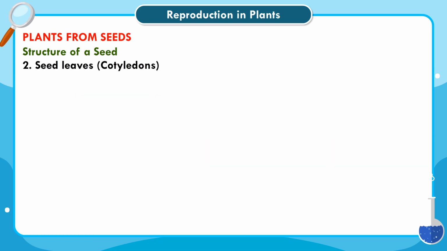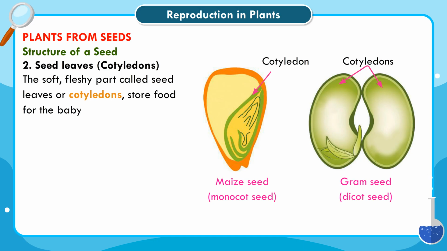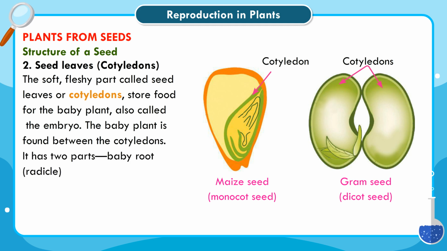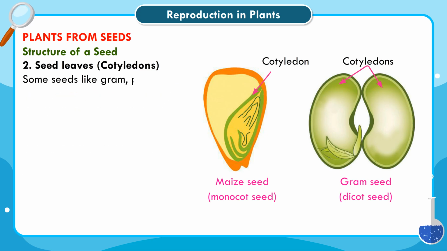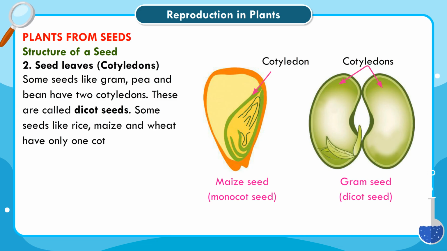2. Seed leaves, cotyledons. The soft, fleshy part called seed leaves or cotyledons store food for the baby plant, also called the embryo. The baby plant is found between the cotyledons. It has two parts, baby root, radicle, and baby shoot, plumule. Some seeds like gram, pea and bean have two cotyledons. These are called dicot seeds. Some seeds like rice, maize and wheat have only one cotyledon. These are called monocot seeds.